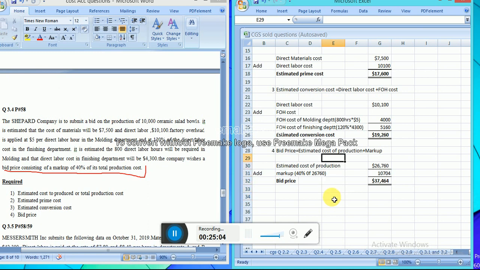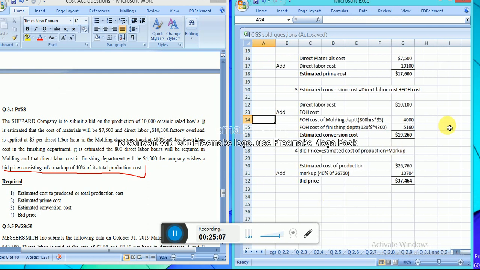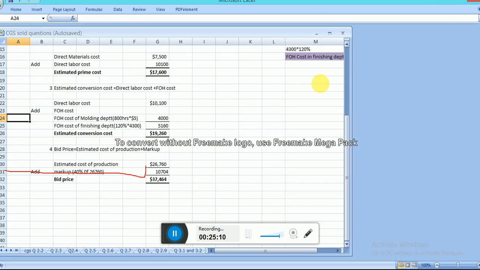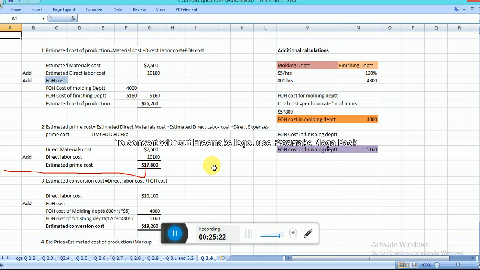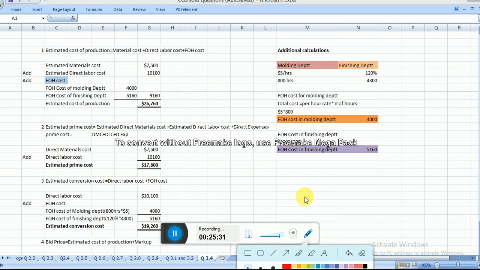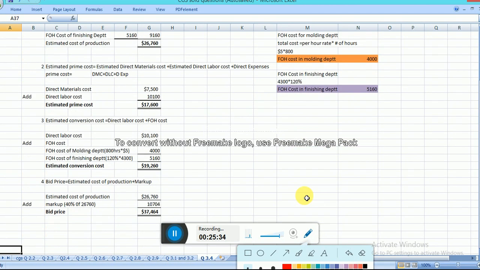So these were the four requirements which we found. First one was the estimated production cost, then we found the prime cost, the third one was the conversion cost, and the fourth one was the bid price.